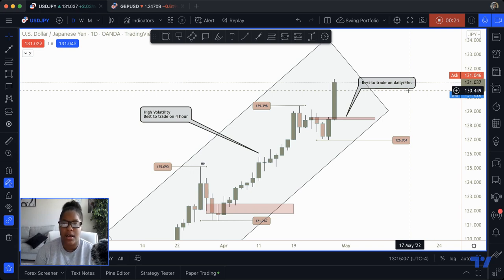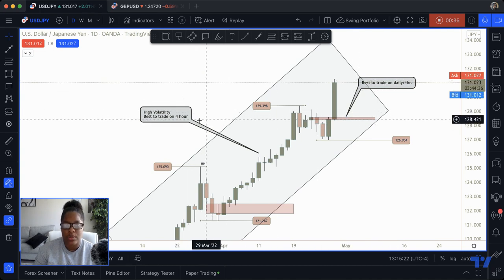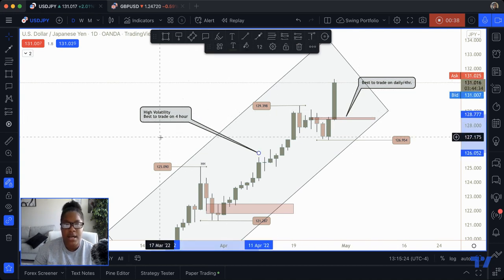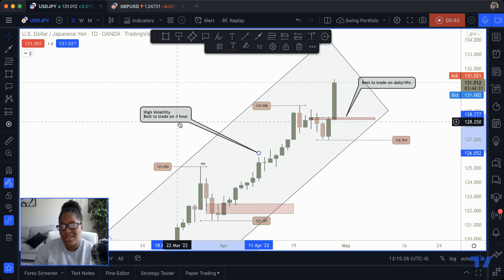USDJPY is a really good pair to trade because she does trend fairly well. I think if you trade this pair, it's kind of best to trade this one on the 4 hour. And I'm going to tell you guys why. So I do have like two different call to actions right here. So let's go over the first one.